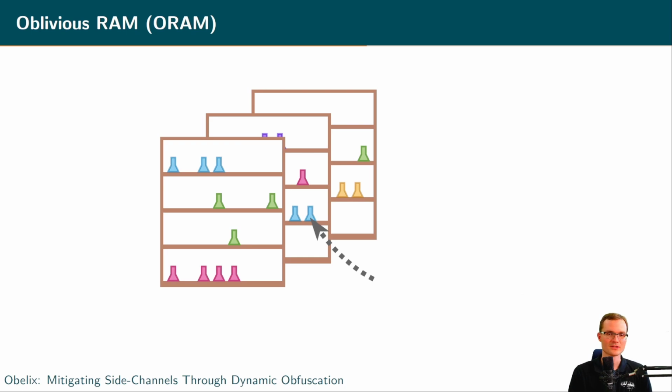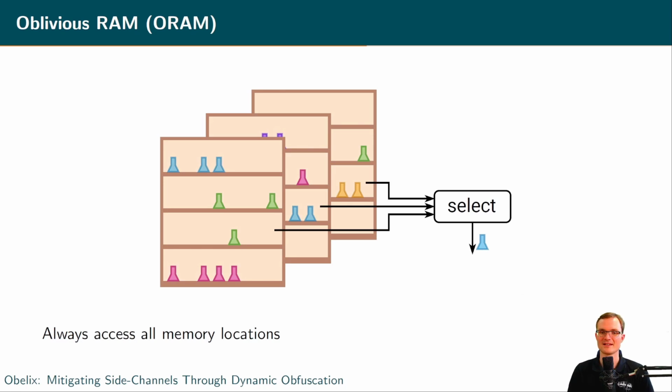What if for every access, we just access every memory location and use some magic constant time selection primitive, which then magically picks the right data from the red one? So we read all data and just select the one which we are interested in via some masking scheme. This way the attacker always sees the same access pattern because we access everything each time. And well, yeah, memory access is secure now.